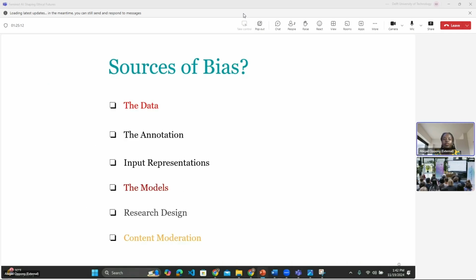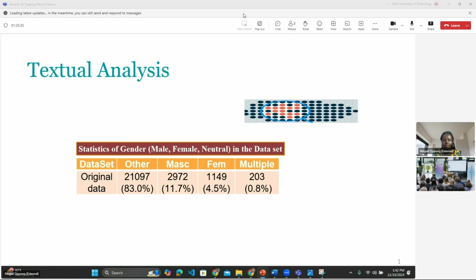For me, I was looking at six main sources of where this bias could come from. The first one was the data. The second was the annotation from those who translated it. Then the input representations in the model itself, how the research was designed, and also content moderation.